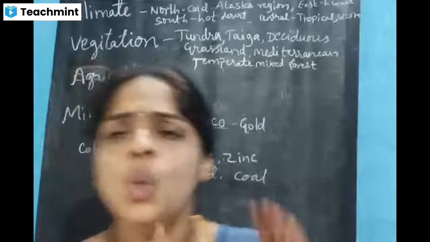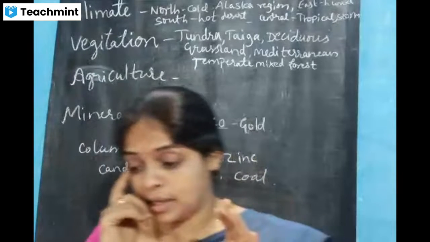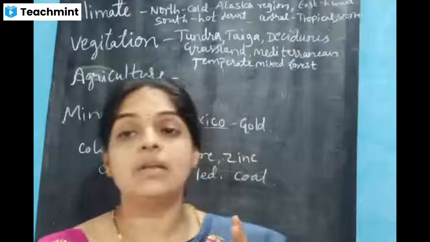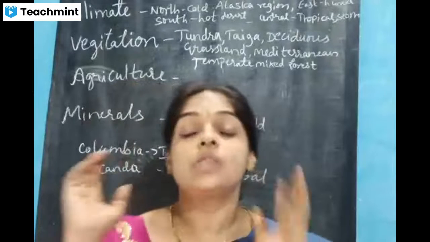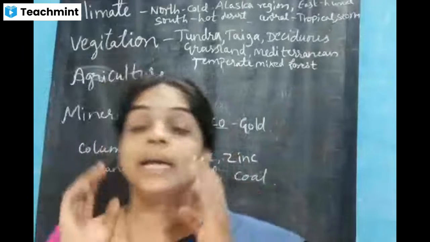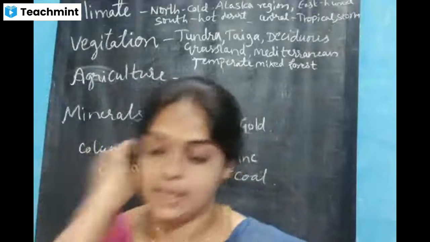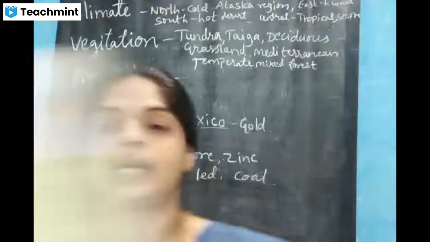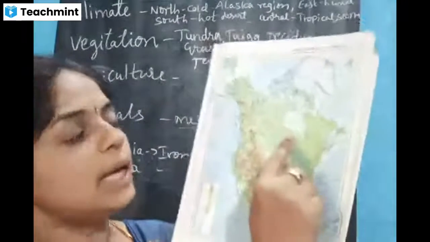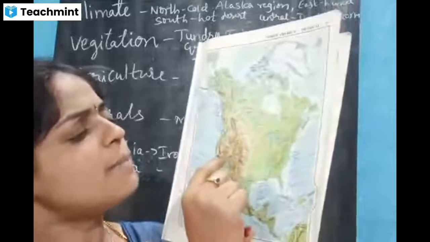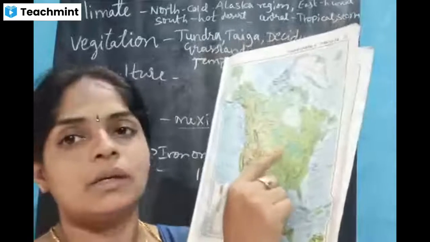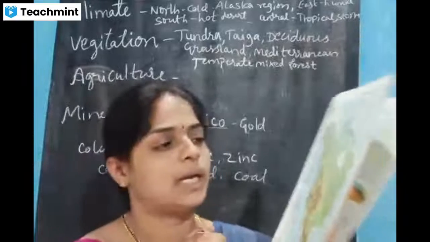Gold, iron ore, coal, steel, copper, nickel and silver, zinc, lead. These are all the minerals they are getting through the Canadian shield. I already said that this zone is called the Canadian shield, isn't it? And somewhere they are getting minerals in between the Rocky Mountain and the central lowland.